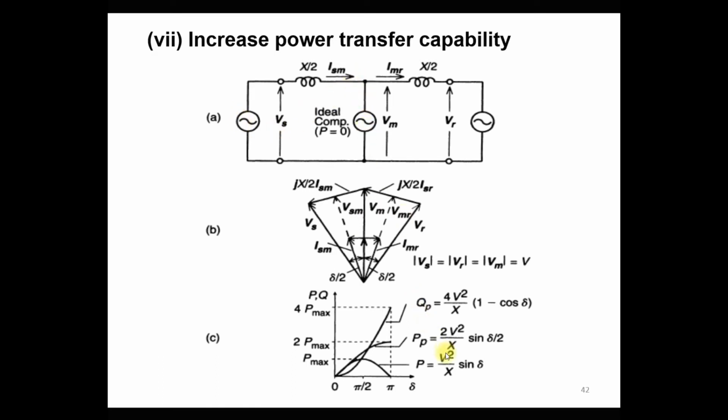Here we write V square by X sine delta, because both the sending end voltage and the receiving end voltage are the same, since we provide compensation here using the SVC or STATCOM and maintain the voltage at the middle point the same as the sending end voltage. So Vs equals Vr equals Vm equals V, and our active power equation becomes V square by X sine delta. So by providing compensation at the middle of the line, we can increase the power transfer capability of the line. That is possible with the STATCOM as well as the SVC.